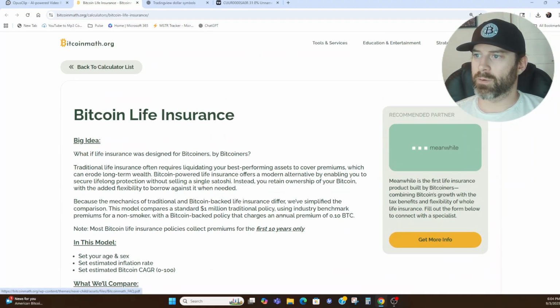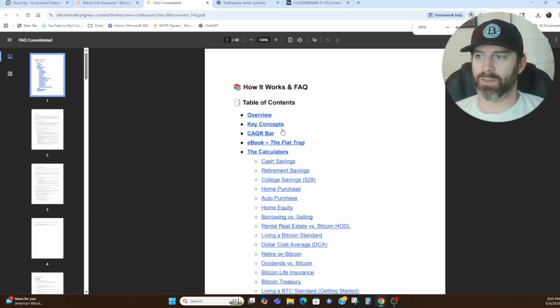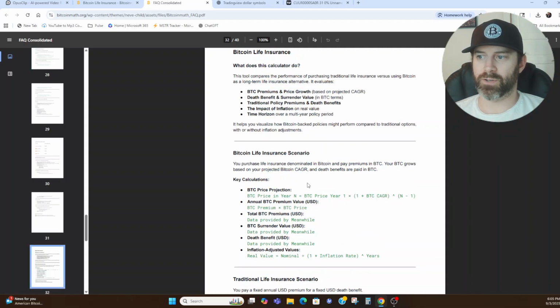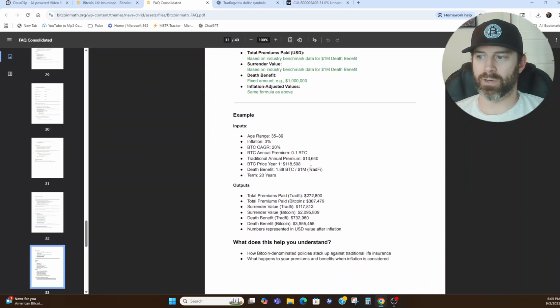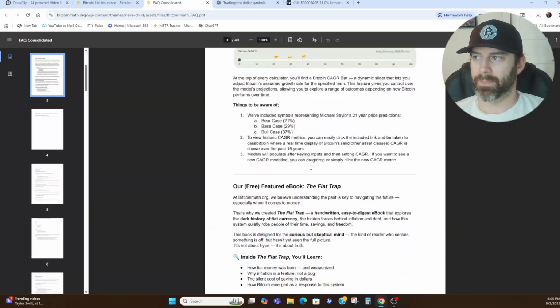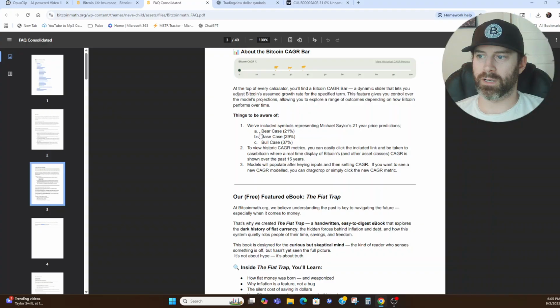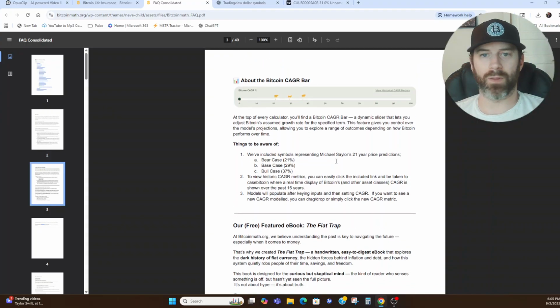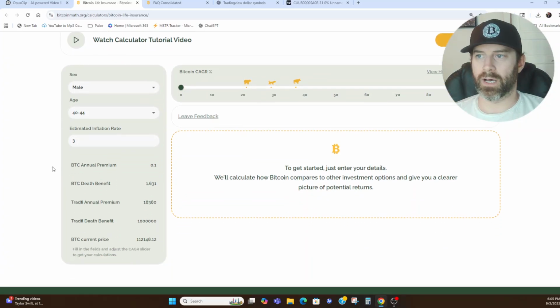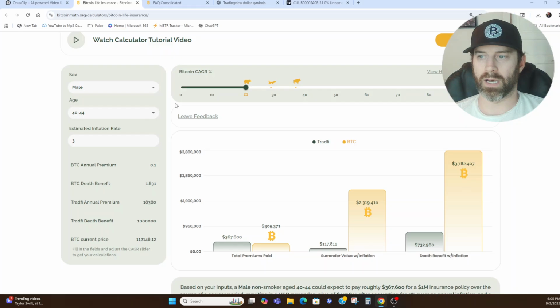So if you want to look more at the CAGR bar and what that means, we have an FAQ here. You can also look at the life insurance, like what's all happening here under the hood, show me the math, show me an example, things of that nature. The other thing you can do is get a little more detail on the CAGR bar, what that is and what some of those icons represent. Okay, so let's go ahead and run this model. Just for simplicity's sake, I'm going to go ahead and say Sailor bear case 21%, and voila.